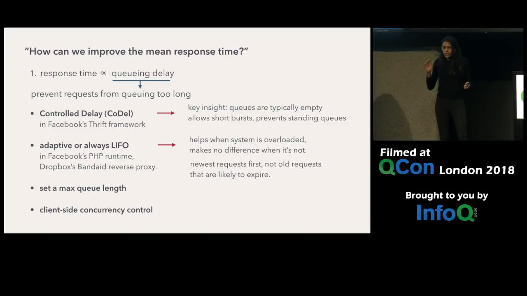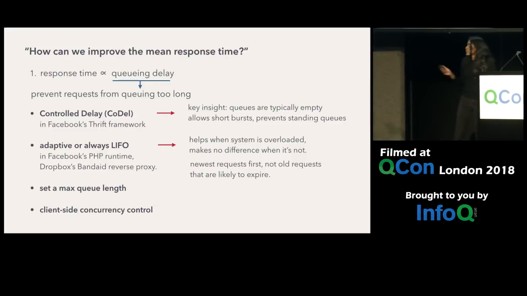Well, the insight here is that when the server is not overloaded, it doesn't really matter what order you process requests in. However, when the server is overloaded, it makes sense to process newest requests first, because your oldest requests have been sitting in the queue for the longest amount of time, so they're likely to time out. So there's no point in wasting resources on them.